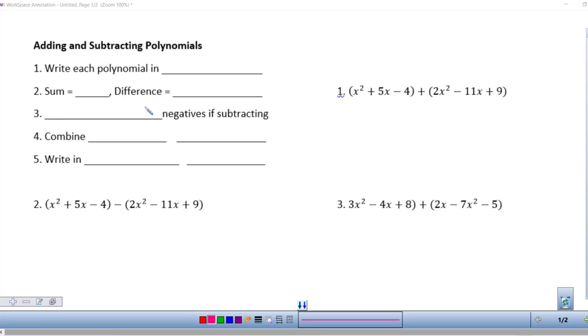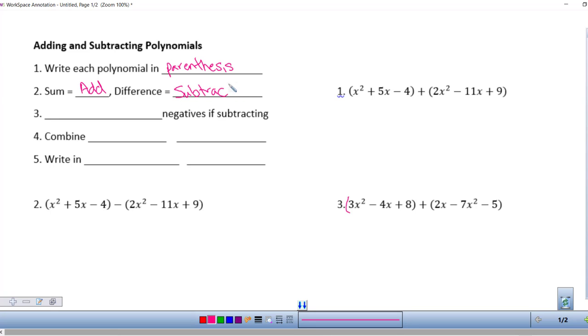Today we're going to talk about adding and subtracting polynomials. First, we need to write each polynomial in parentheses. Sometimes that will be given for you. Most of the time it will be given for you. But sometimes it will say subtract these two polynomials or add these two polynomials, and you need to put the parentheses in yourself. Sum means to add, difference means to subtract.